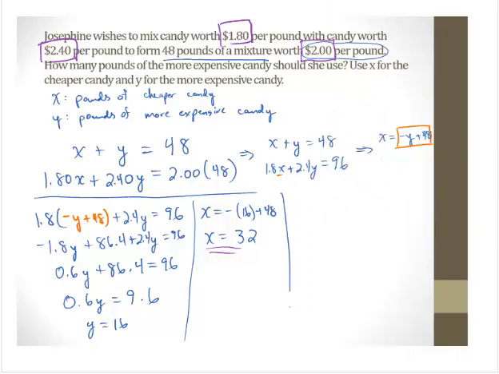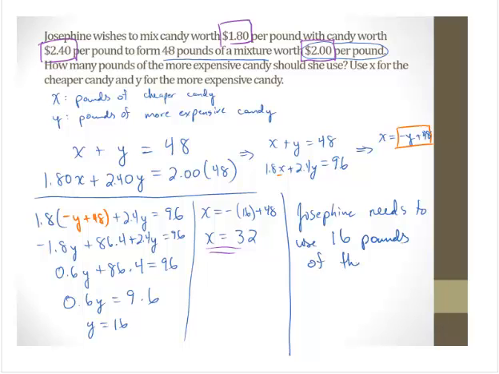And so I'll write the conclusion that Josephine needs to mix 32, well, what are we asked for? It says we specifically want how many pounds of the more expensive candy should she use. So Josephine needs to use 16 pounds of the more expensive candy.